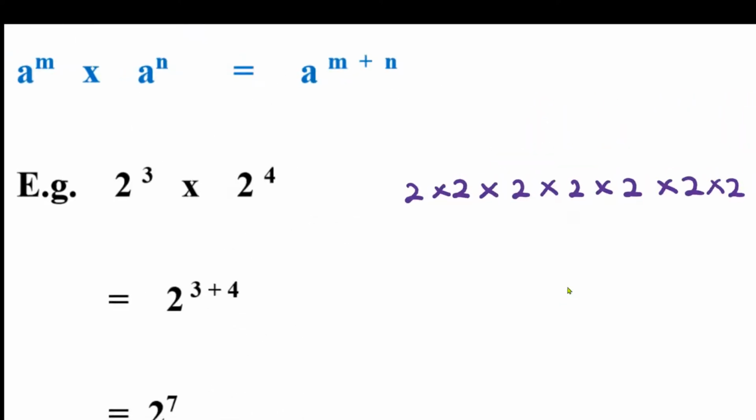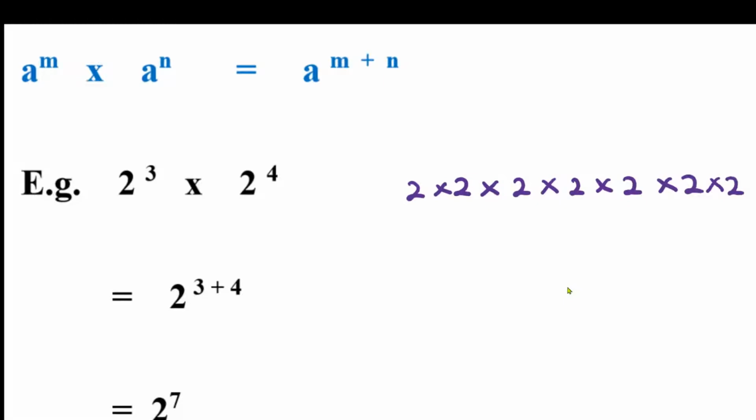Similarly, 2 to the power 3 means 2 by itself 3 times: 2 by 2 by 2. 2 to the power 4 means 2 by itself 4 times: 2 by 2 by 2 by 2. This means 2 by itself 7 times, which is written as 2 to the power 7, which is what we got when we applied this law.